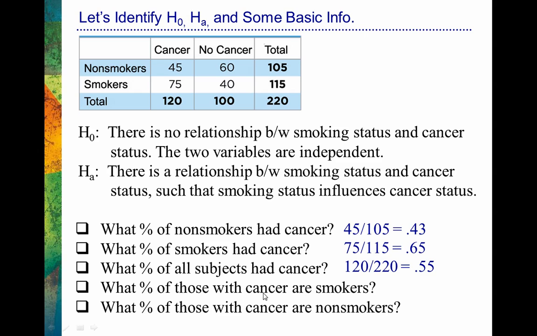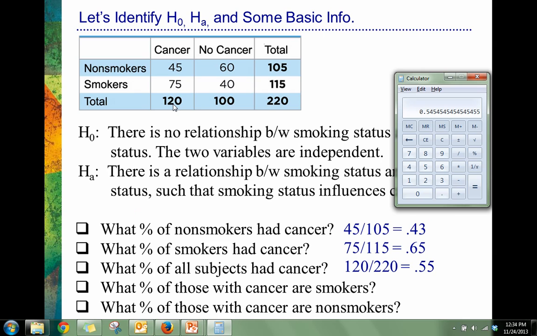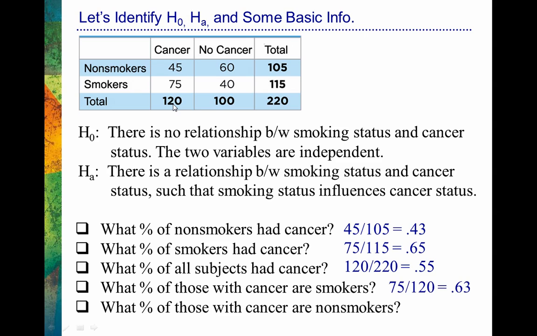What percentage of those with cancer are smokers? So you see, we're just looking at the table in a variety of ways, making sure that we can answer these questions by looking at the table. So what percentage of those with cancer are smokers? Here are all the people with cancer. There are 120 of them. We want to know what percentage of those are smokers. 75 out of the 120 are smokers. So let's figure that out. We've got 75 divided by 120. That equals about 63%. 75 divided by 120, again, 0.63.